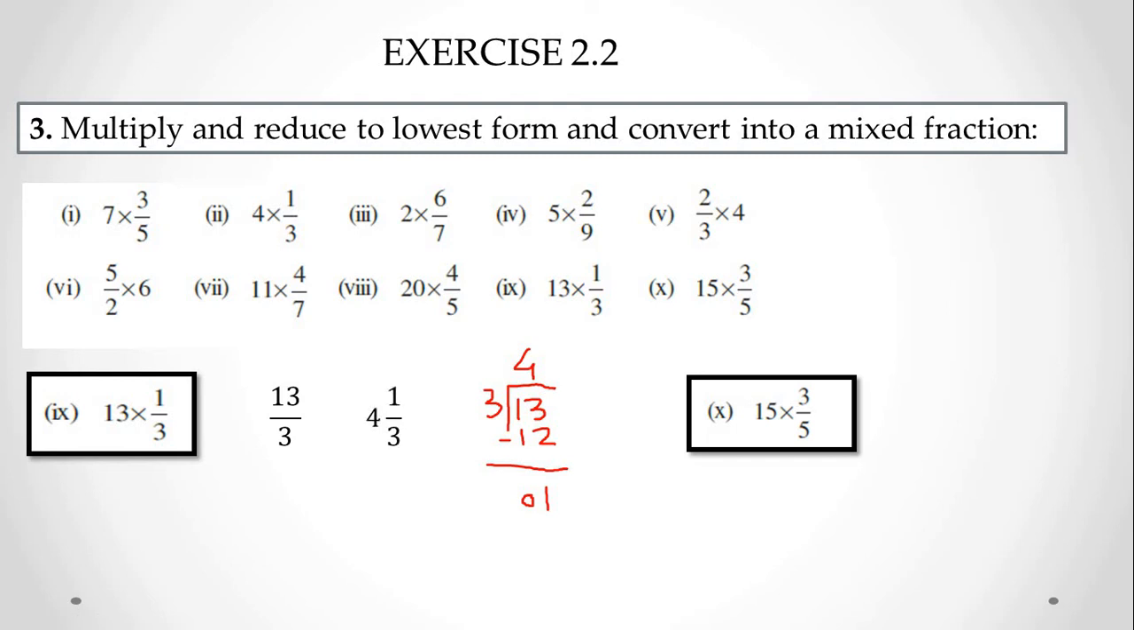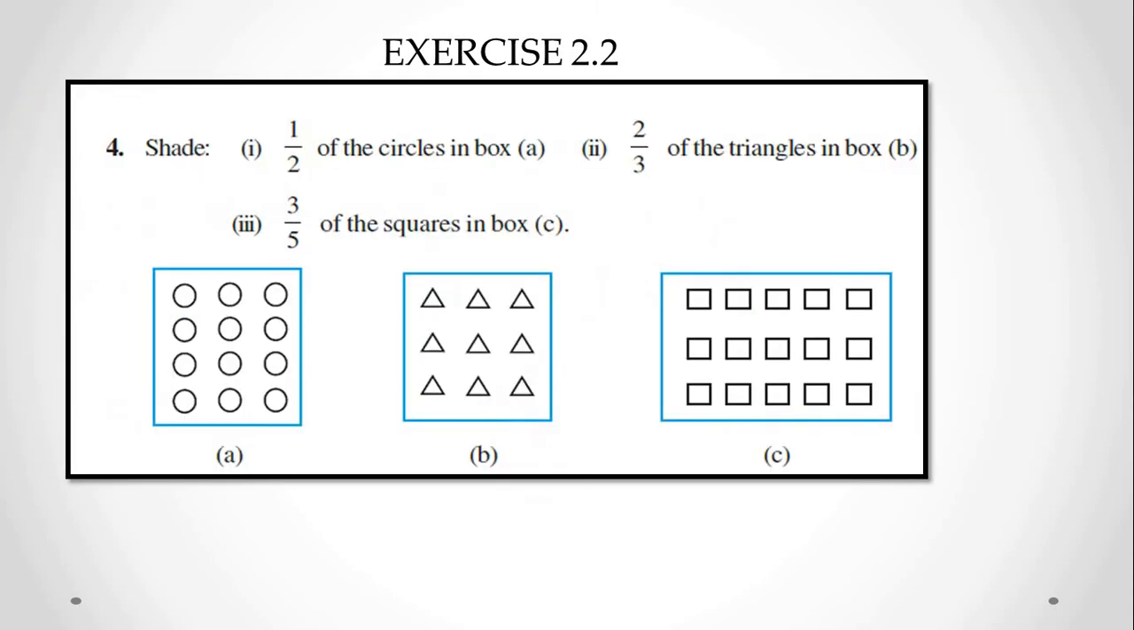Next question, 15 into 3. It is 45. But here downside 5 is there. So you can divide 15 by 5. So it is 3, because 5 into 3 is 15. So finally 3 into 3 is 9. This is the answer of exercise 2.2 question number 3. So we have seen all the questions of question number 3. Now going into the next question, question number 4.